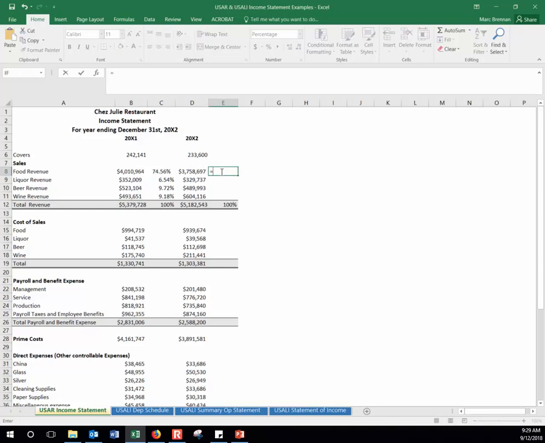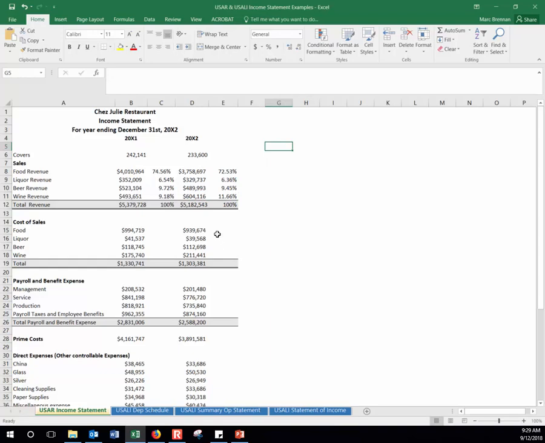Now if we do the same here, for this current year for 2012, I'm going to divide my $3,758,697 by my total revenue for that year. So 72.53%. I'll do the same but using Excel here. And all I'm doing is divide my beer revenue now by my total revenue, and then my wine revenue by my total revenue. And I'll just make these to have 2 decimal places.